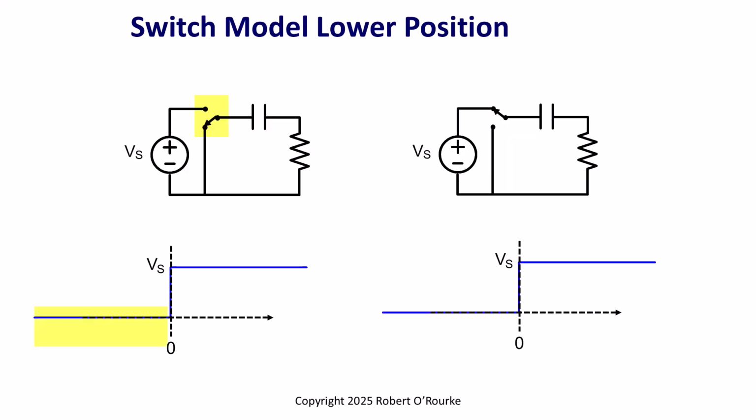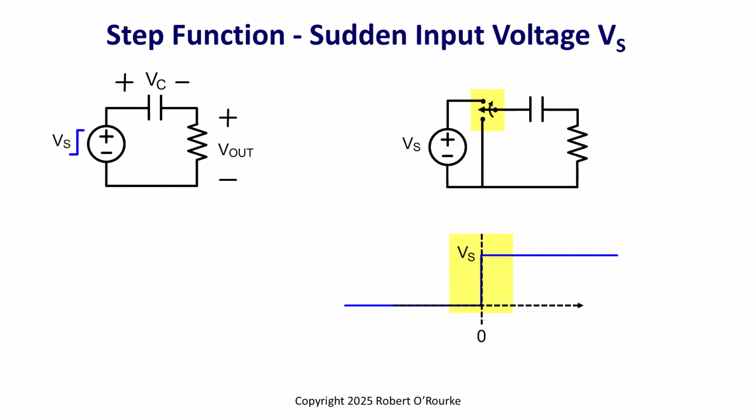When the switch is in the lower position, there is no voltage or current in the capacitor and resistor. When the switch is in the upper position, the voltage source DC value, V sub s, is connected to the RC network. When the switch changes positions instantaneously at time 0, the circuit goes from 0 voltage and current to having the voltage source V sub s instantaneously applied to the RC circuit.